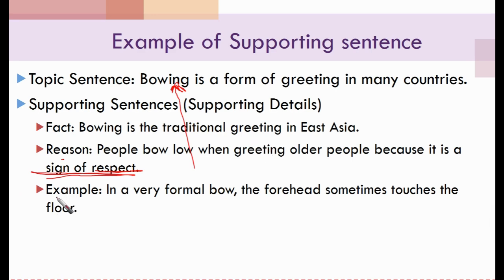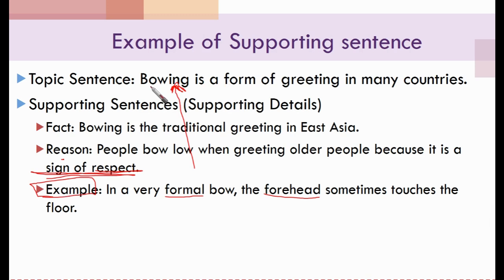Last but not least is example, like a demonstration. Is this really happening? In a very formal bow, formal means very strict, so the opposite word of formal is informal or casual. In a very formal bow, the forehead of your face sometimes touches the floor. It's a kind of funny example. So this is an example.